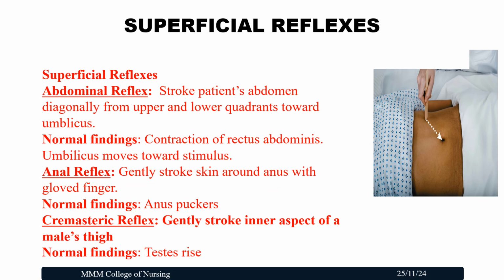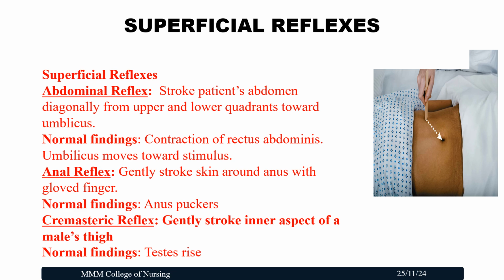Other superficial reflexes: abdominal reflex, anal reflex, and cremasteric reflex. For the abdominal reflex, stroke the patient's abdomen diagonally from the upper and lower quadrants towards the umbilicus. The normal finding is contraction of the rectus abdominis, with the umbilicus moving towards the stimulus. For the anal reflex, gently stroke the skin around the anus with a gloved finger. The normal finding here is anal wink.